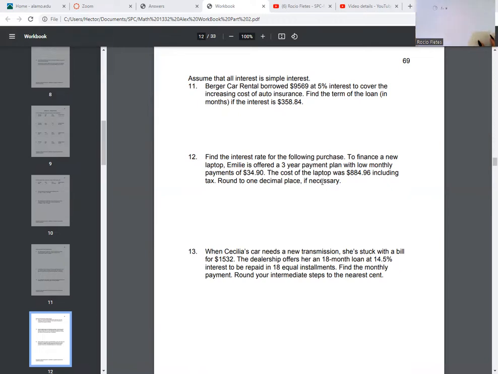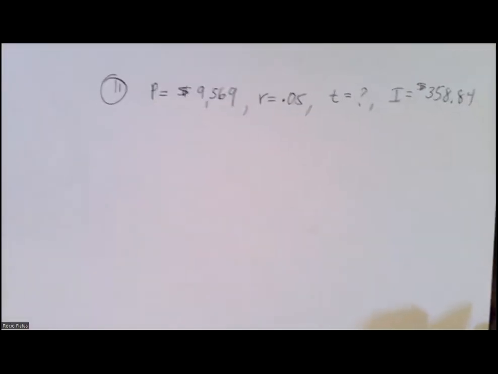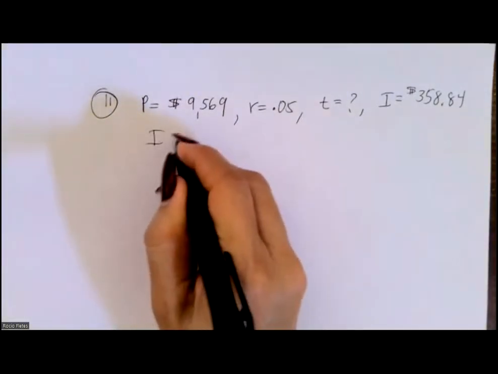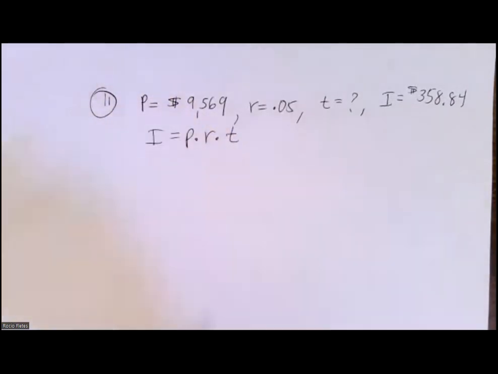How much did this business borrow? They borrowed 9,569, so the principal is 9,569. The 5% interest rate means R is 0.05. The term is the time we want to find, and the total interest is I, which is 358.84. It seems like one of those questions where I just plug in the information and solve for the unknown.